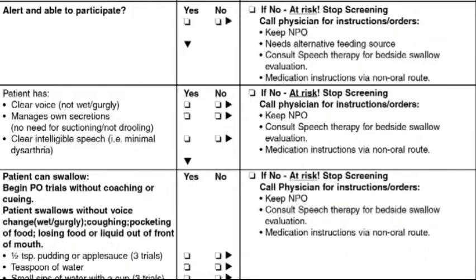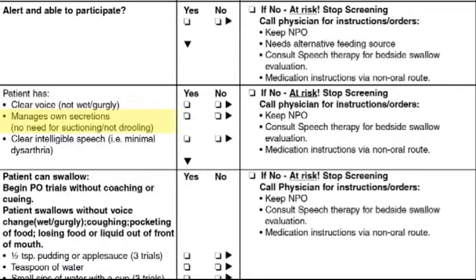Let's move on to the third of the 4 major sections. What it's asking you to do is look for 3 things about the patient. It's asking you to look for the patient's vocal quality. Is it clear or is it gurgly? If it's clear, you would respond yes. Is the patient's vocal quality clear? Yes, and you would move on.